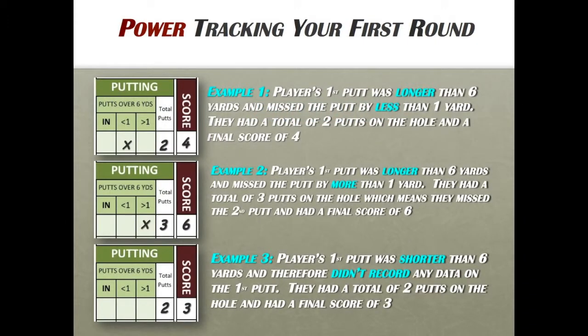Here are 3 examples of how to record your putting. In example 1, player's first putt was longer than 6 yards and missed the putt by less than 1 yard. They had a total of 2 putts on the hole and a final score of 4. In example 2, player's first putt was longer than 6 yards and missed the putt by more than 1 yard. They had a total of 3 putts on the hole, which means they missed the second putt and had a final score of 6. In example 3, player's first putt was shorter than 6 yards and therefore didn't record any data on the first putt. They had a total of 2 putts on the hole and a final score of 3.